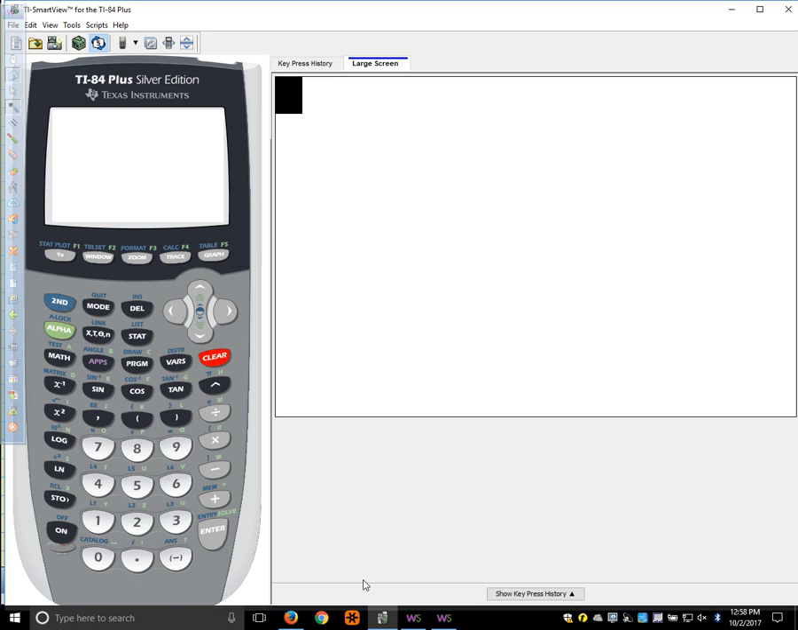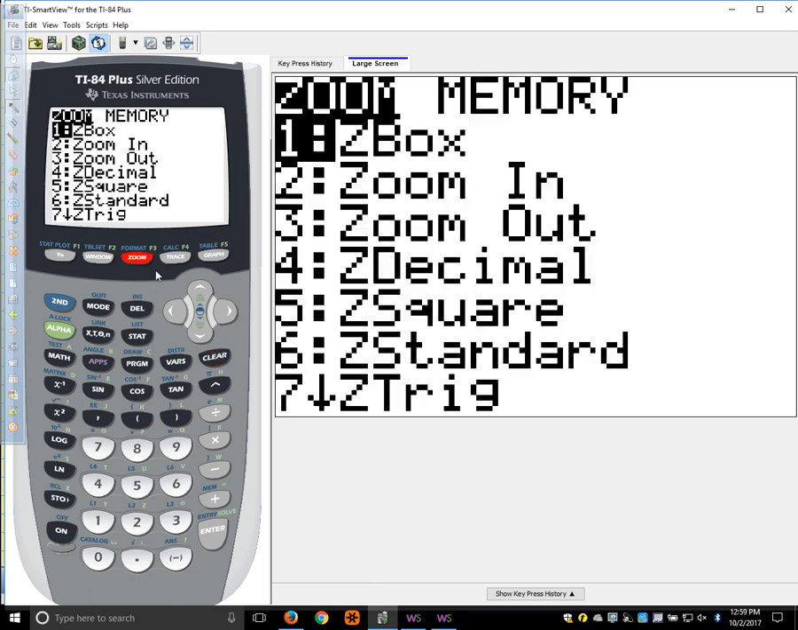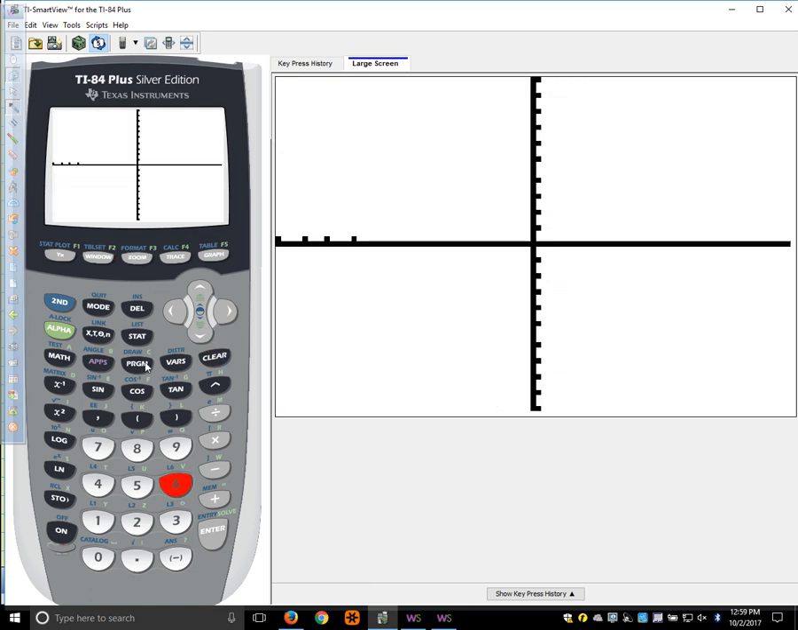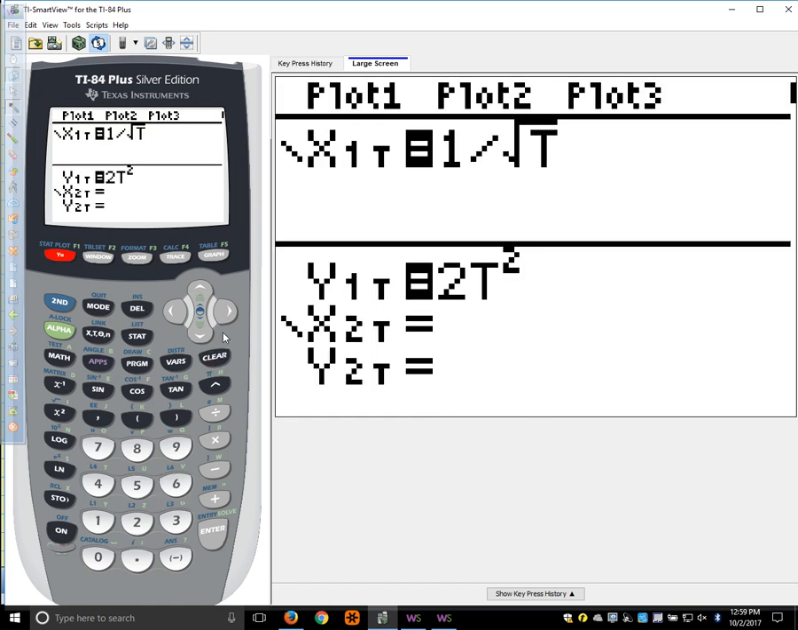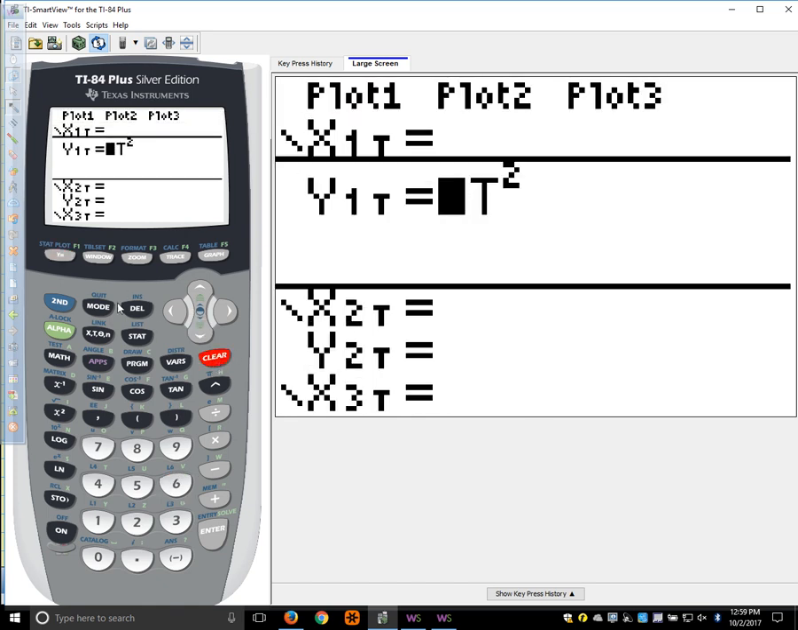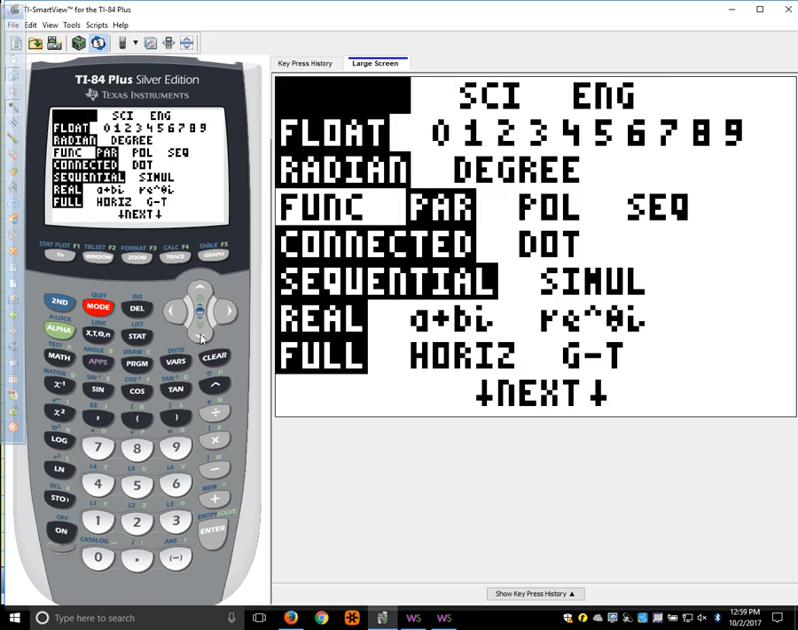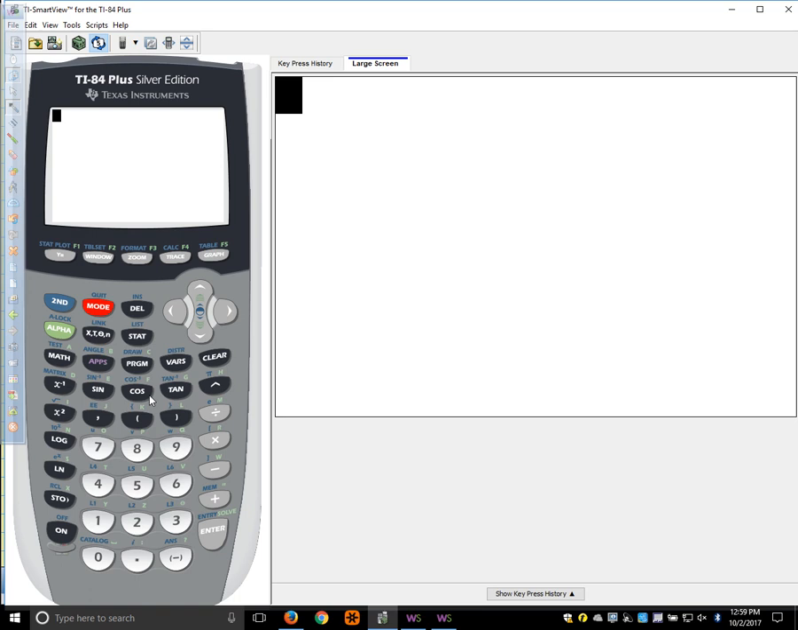All right. The first thing that we need to do is get our data into the calculator. I'm going to do this, zoom, 6, clear that, clear. I had this setting from the end of last year. We need to get our data into the calculator.